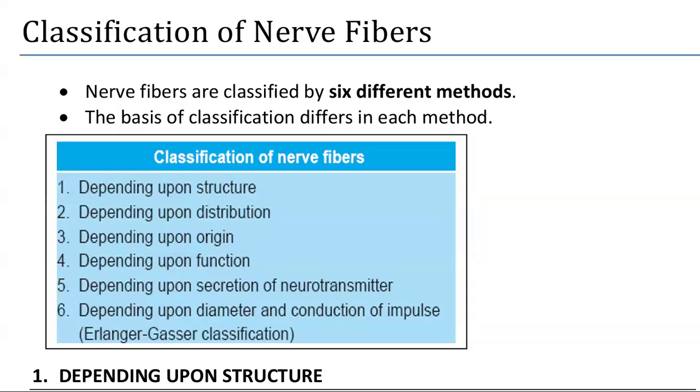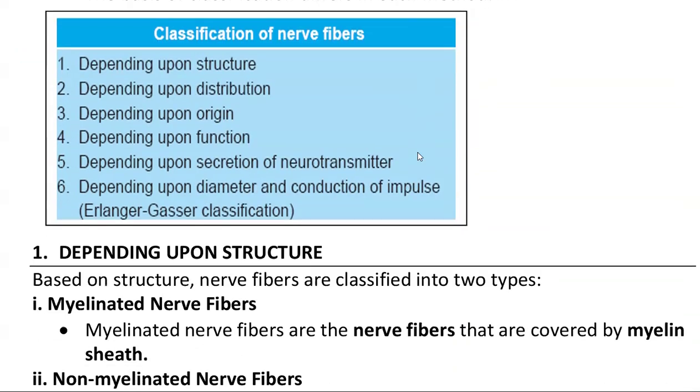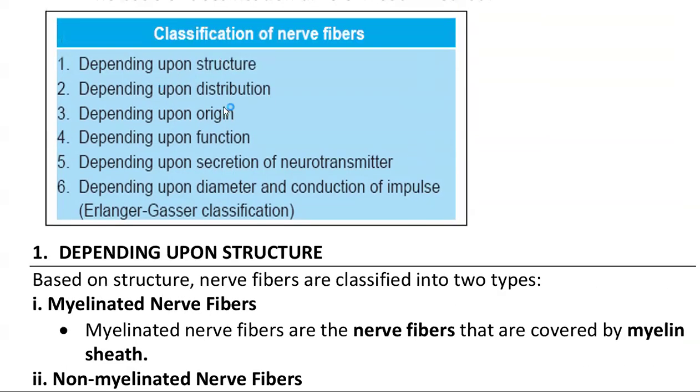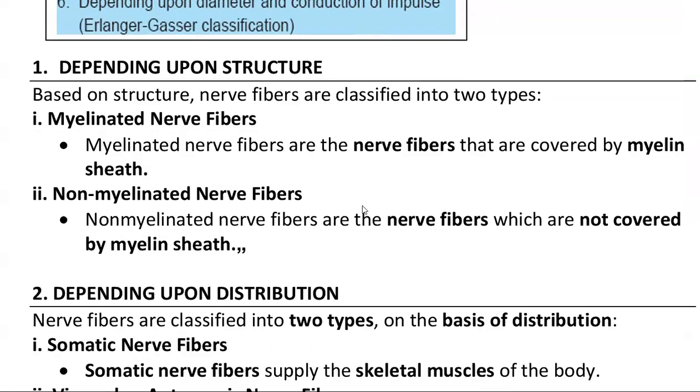Classification of nerve fibers. Nerve fibers are classified by 6 different methods. The basis of classification differs in each method. First of all, depending upon structure; depending upon distribution; depending upon origin; depending upon function; depending upon secretion of neurotransmitter; depending upon diameter and conduction of impulse, the Erlanger-Gasser classification.